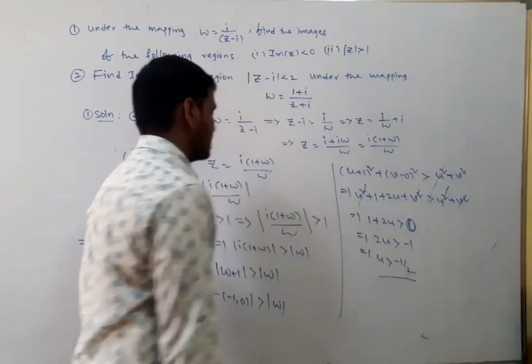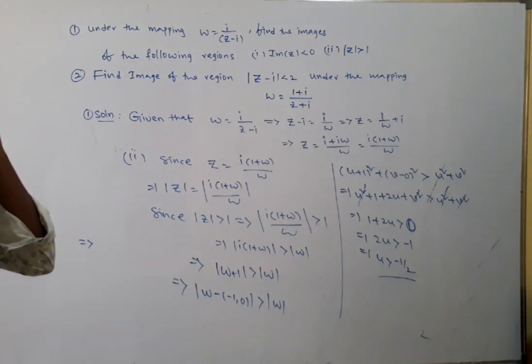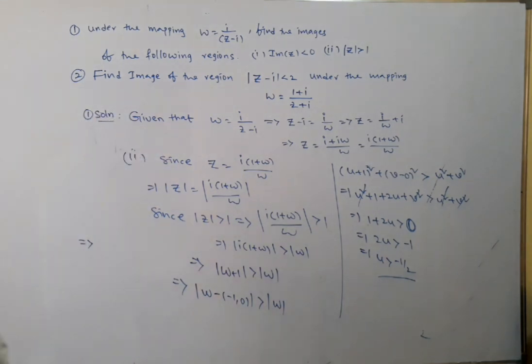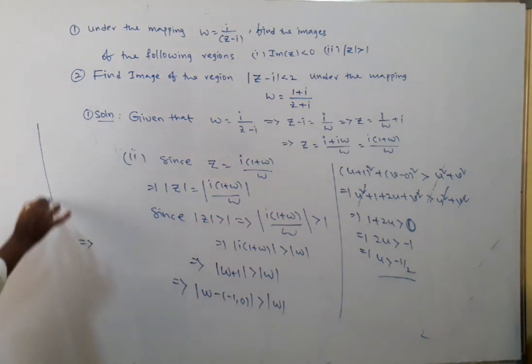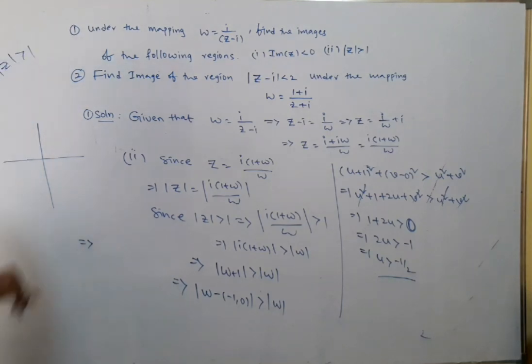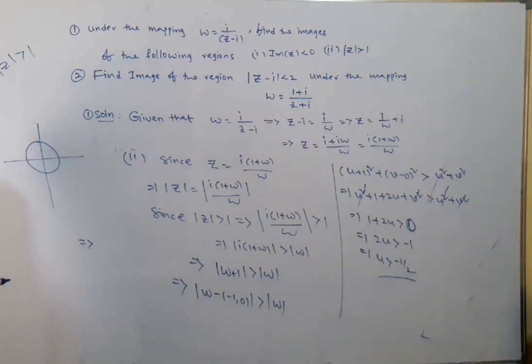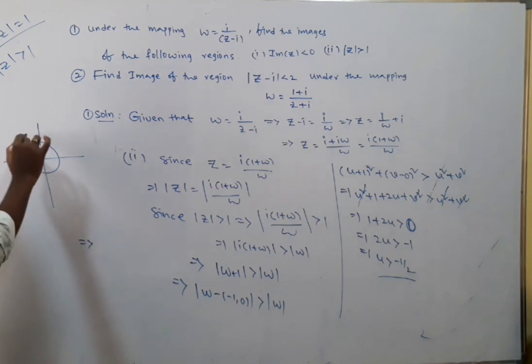What is the image of mod z greater than 1, that is x square plus y square greater than 1? That's the outside of the circle, the outside of the unit circle. Mod z equal to 1 represents a unit circle, right? Mod z greater than 1 is the outside of the unit circle.